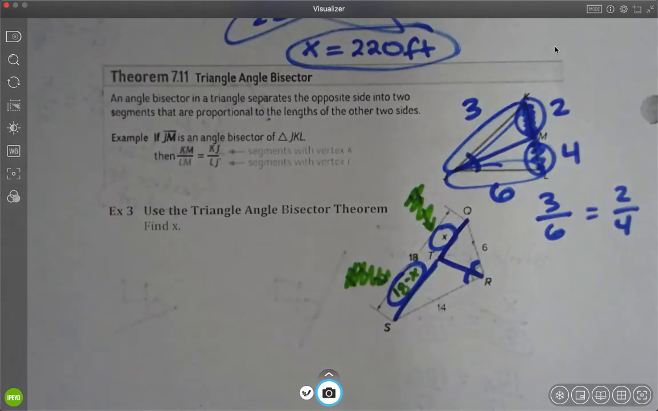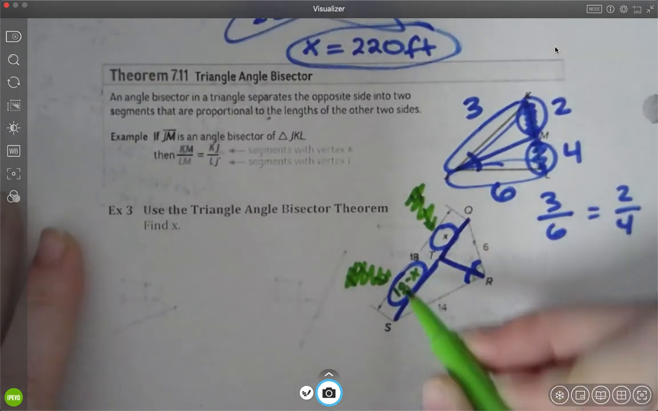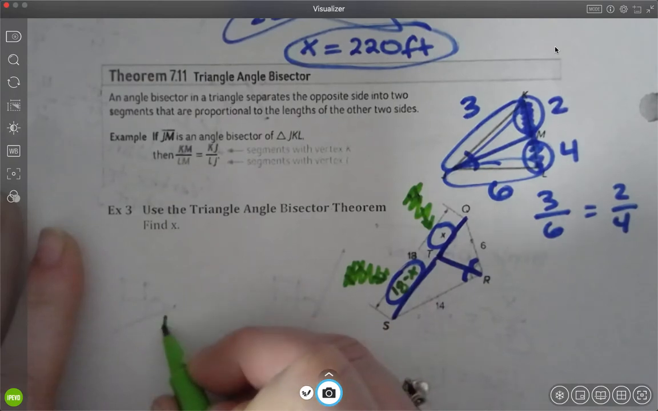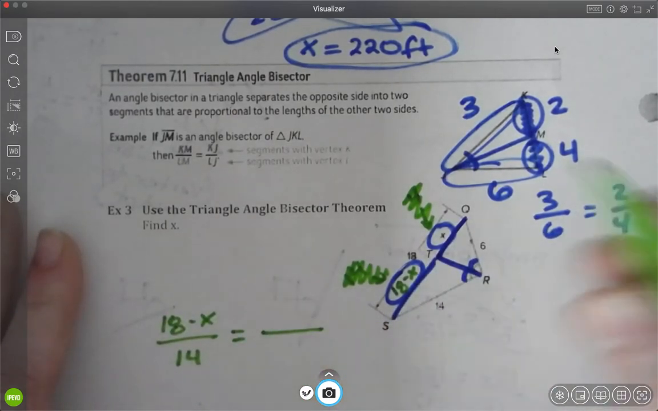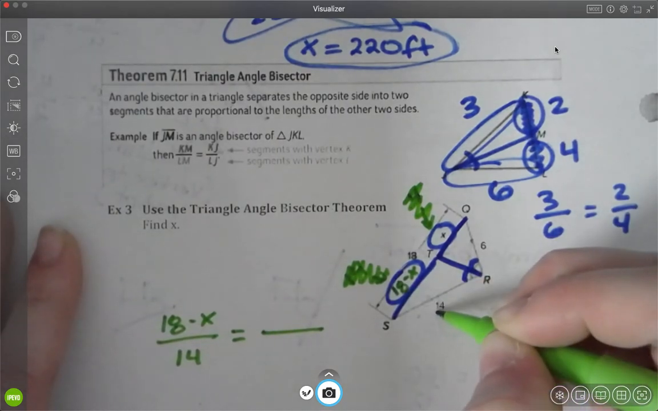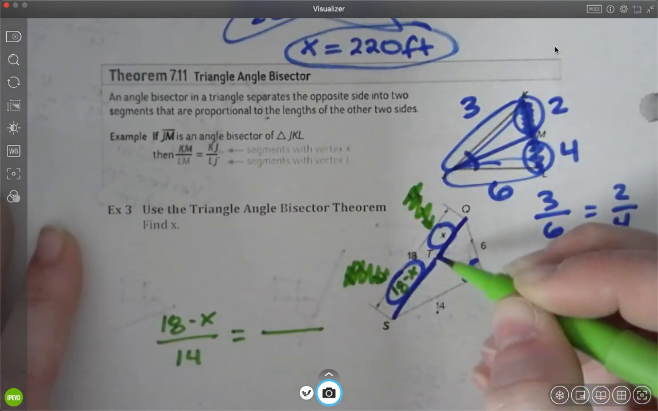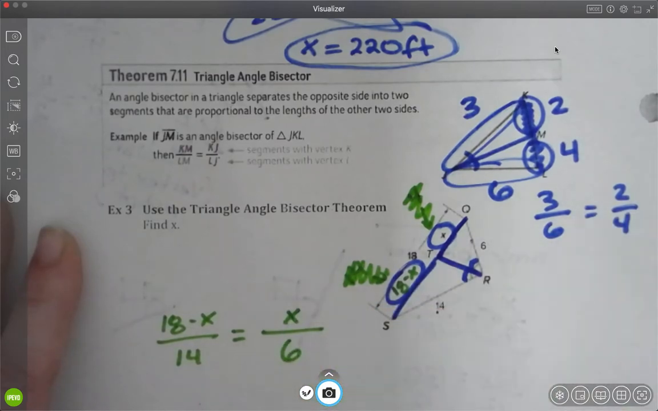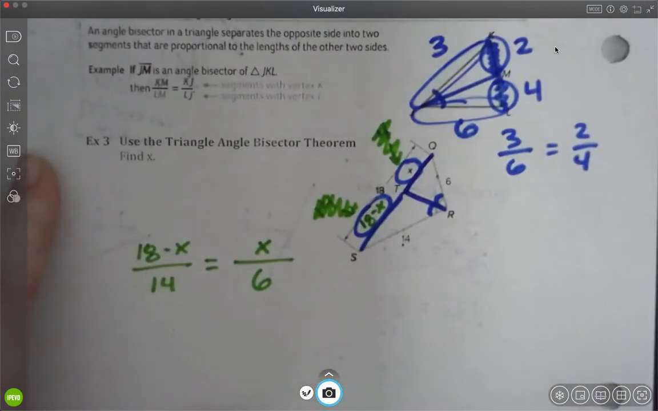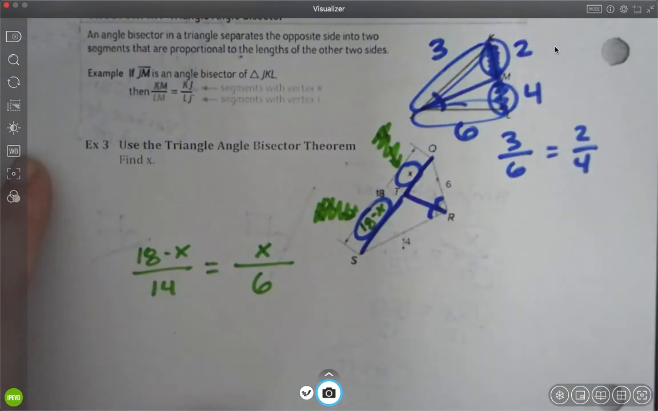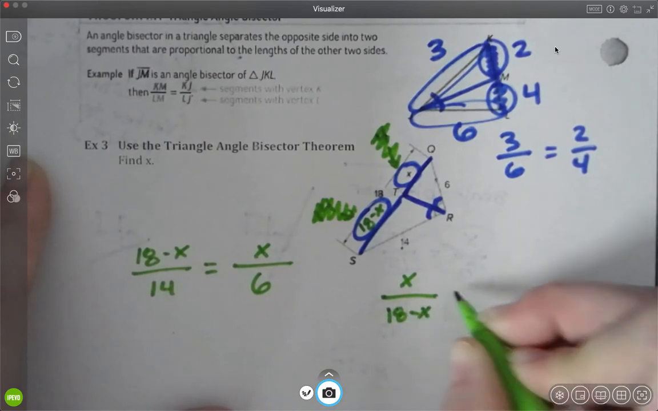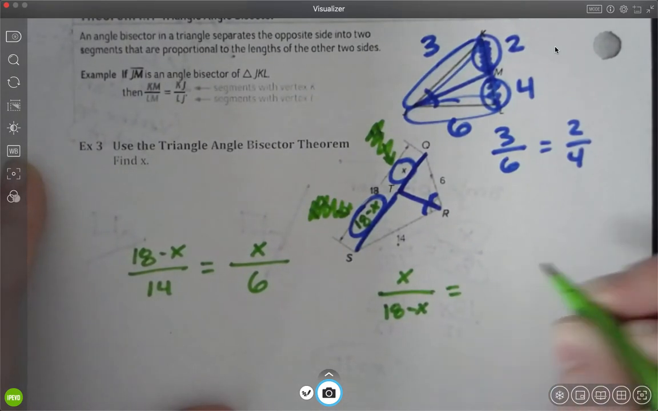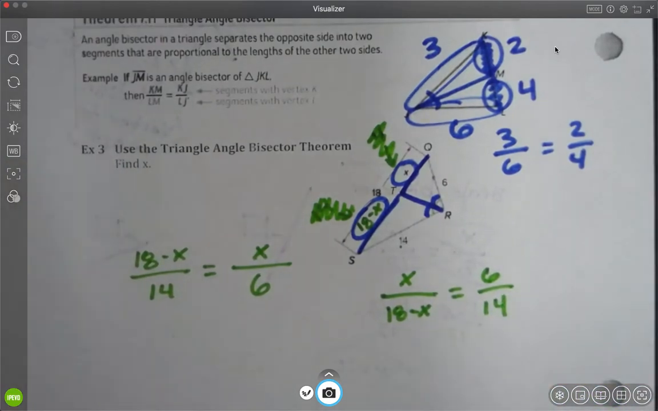18 minus x over 14. Okay, so she wants to do 18 minus x over 14. Sure, as long as you set up the other one correctly. She has to do what else? x over 6. Okay, before we solve that, she went left to right, basically. I could have gone top to bottom. That would look like x over 18 minus x equals 6 over 14. I could have done it that way too.